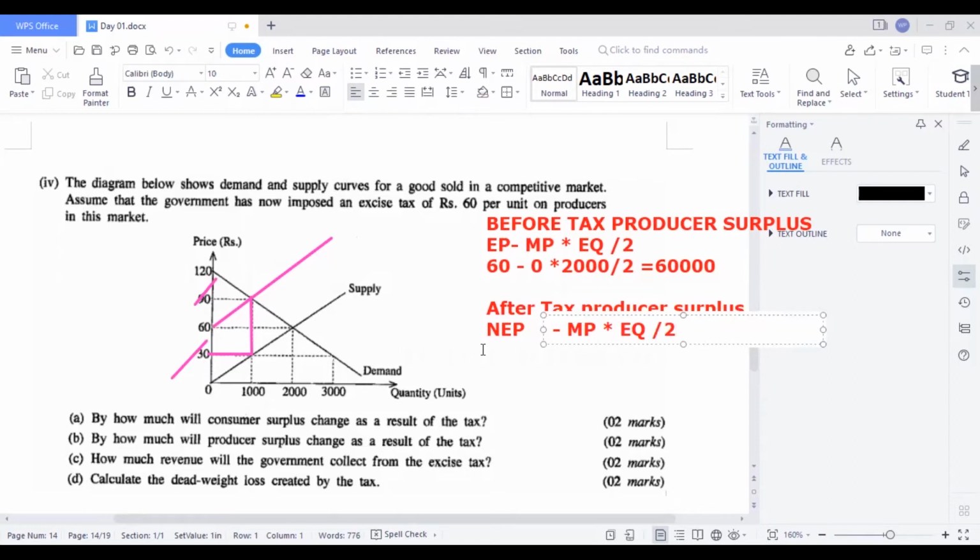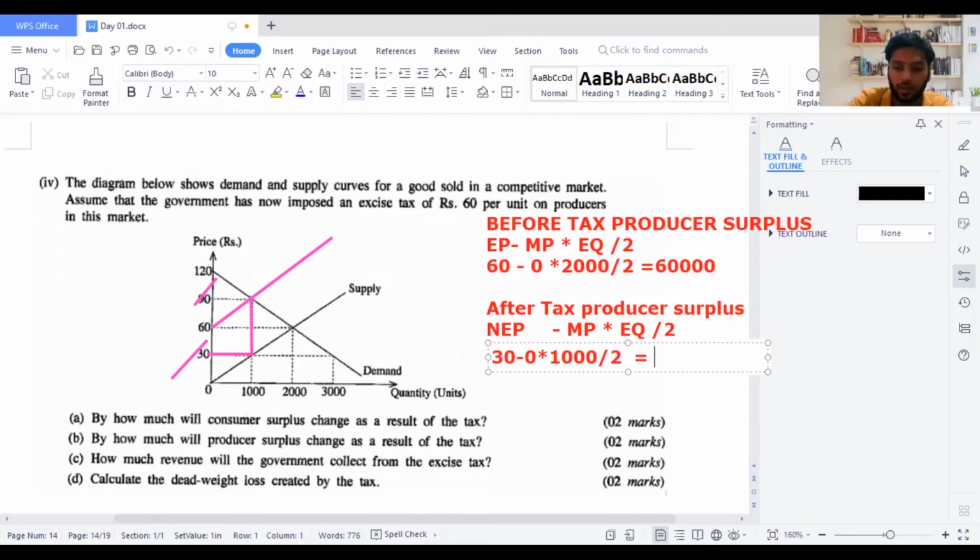Now, when I take the new equilibrium price, it's going to be 30 rupees and minimum price is going to be 0 because it's starting from 0. It will not change. Equilibrium quantity is going to start with 1000, and I will take 1000 divided by 2. So 30 minus 0 is 30, into 1000 is 30,000. Divided by 2 is going to be 15,000. So here also you are losing some sort of value. So you are getting here an amount of 15,000.